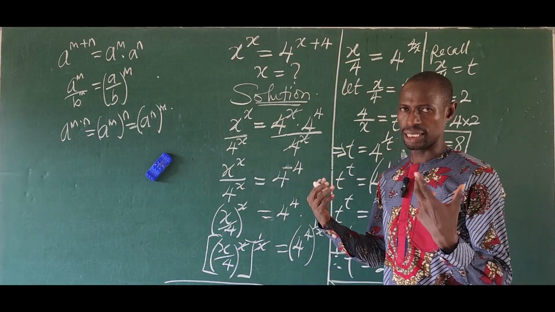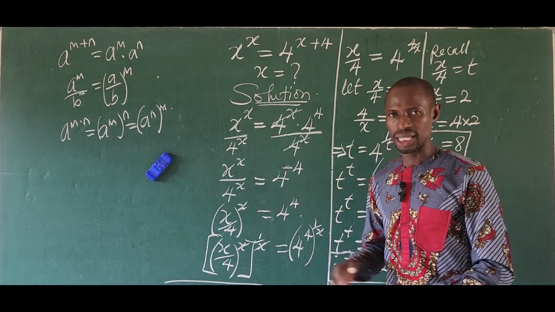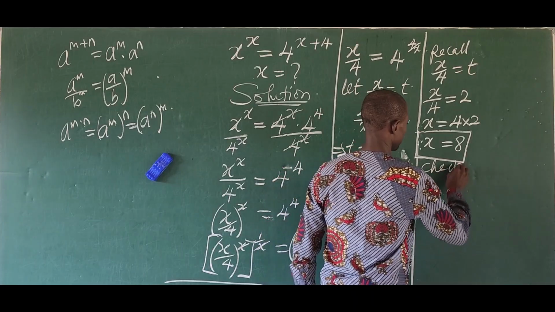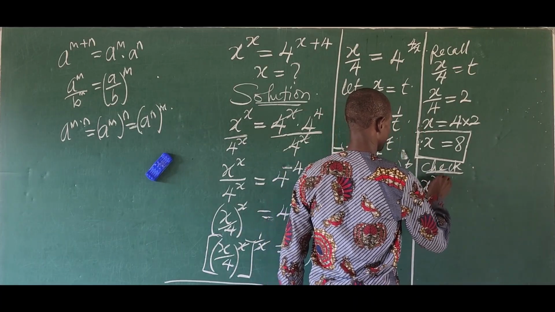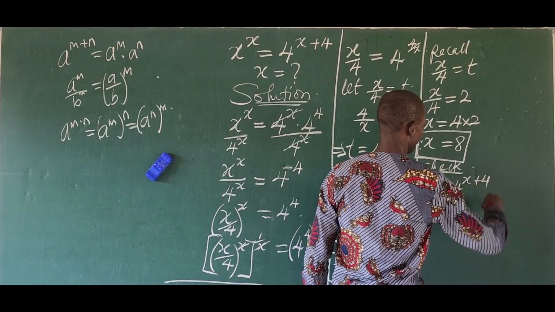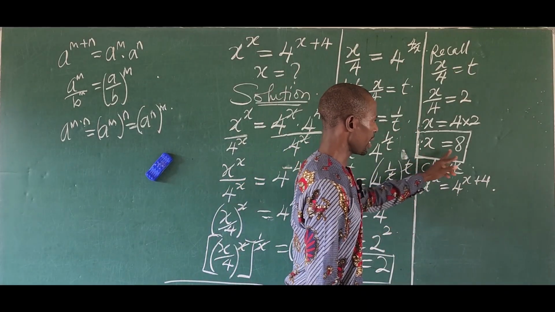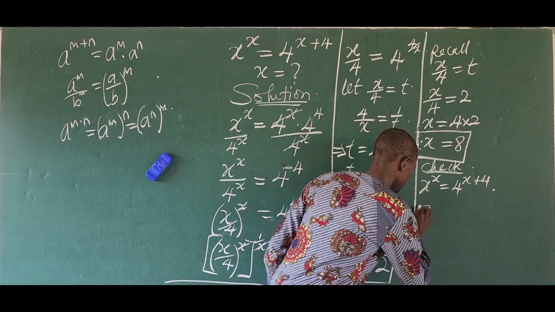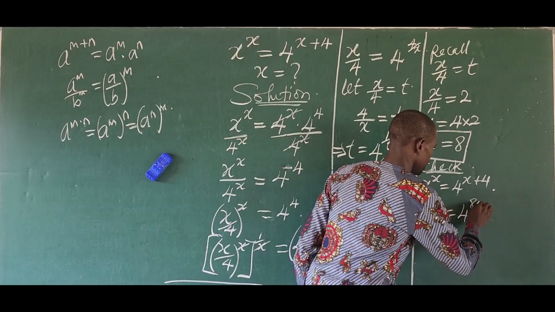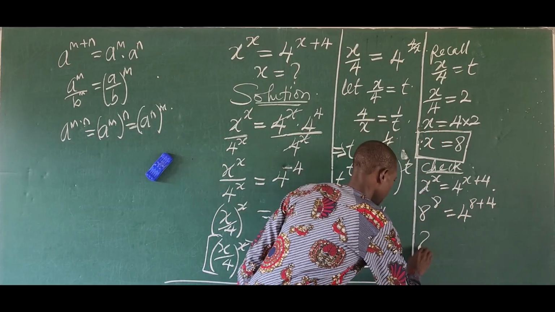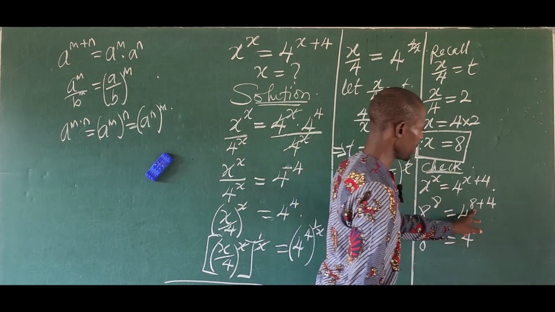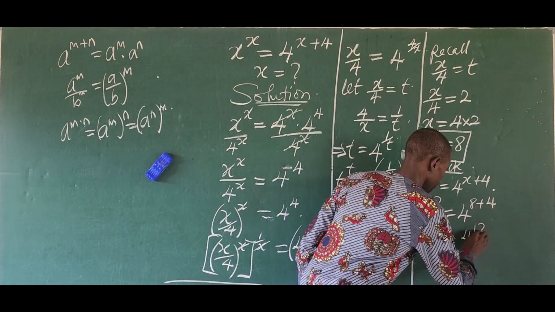But let's see if this actually satisfies this equation, or if the solution is an extraneous one. So take our check. We have x to the power of x is equal to 4 to the power of x plus 4. So let's go ahead and put 8 in place of x here. This is going to give us 8 to the power of 8 is equal to 4 to the power of 8 plus 4, which will give us 12.